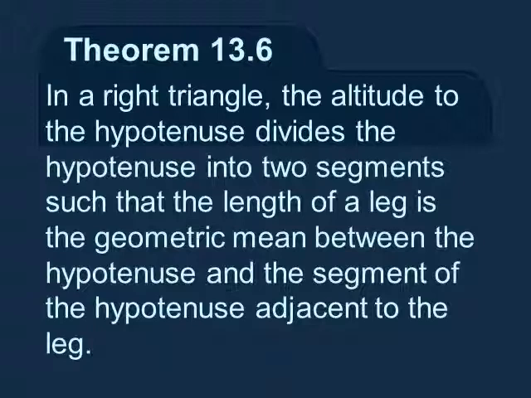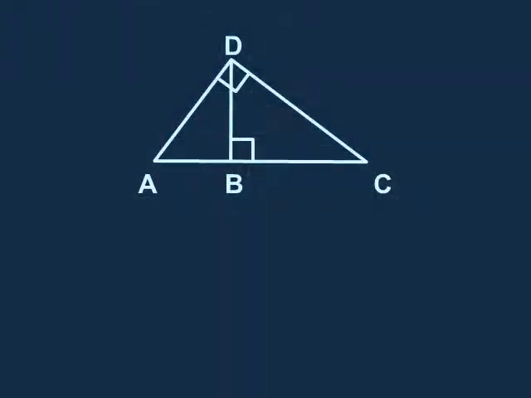Okay, so in a right triangle, an altitude to the hypotenuse divides the hypotenuse into 2 segments such that the length of a leg is the geometric mean between the hypotenuse and the segment of the hypotenuse adjacent to the leg. So this is a little bit different than the last theorem. Let's look at the difference. So I'm saying it divides the hypotenuse into 2 segments such that the length of the leg is the geometric mean between the hypotenuse and the segment of the hypotenuse adjacent to the leg.